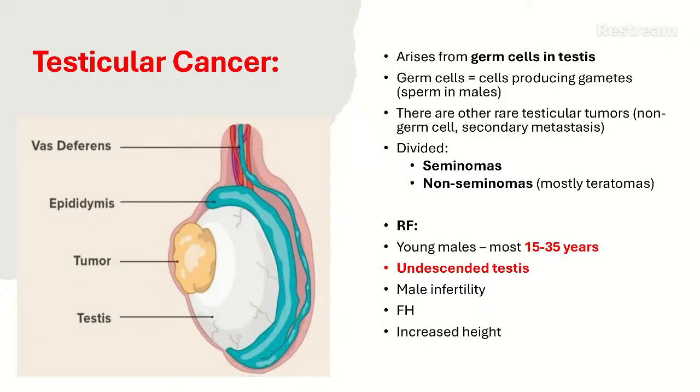Risk factors for testicular cancer: young males, usually they're between 15 and 35 years old. If you've got a previous undescended testes, that increases your risk of testicular cancer. If you've got male infertility, a family history, and weirdly increased height is also a risk factor for testicular cancer. But for the purpose of finals, I'd think about young males and if they've had an undescended testes as a child.